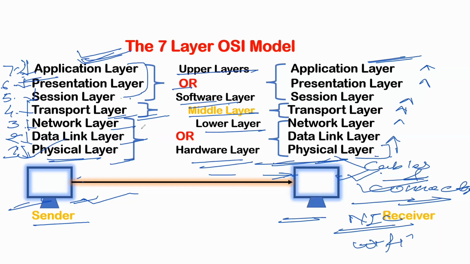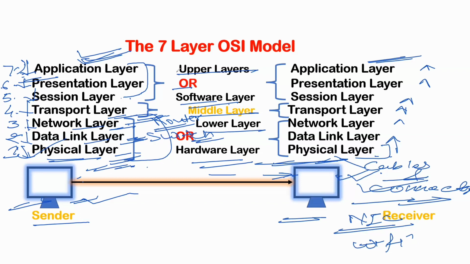All the hardware is connected on these layers. If we talk about the network layer, a router works on the network layer. On the data link layer, a switch works. And in the physical layer, all the cables and connectors work. So all the hardware parts work on these layers, meaning the network layer, data link layer, and physical layer.